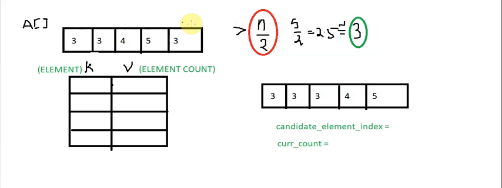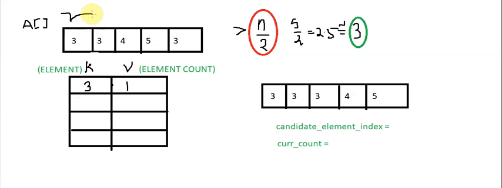So here the length of the array is 5 and 5 by 2 is 2.5. So at least 3 should be the frequency of occurrence of any element in this given array to be qualified as the majority element. So let's see that. So first I will encounter this element 3. So 3 is not present in this map or a dictionary. So I will add this value 3 in the dictionary and I will set its count as 1.